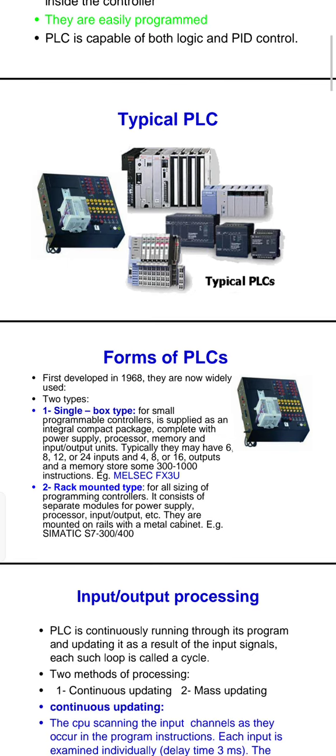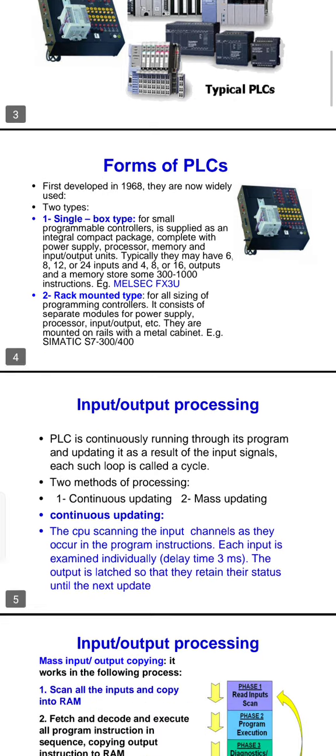For larger systems, modular programmable control systems consist of separate modules for power supply, processor, inputs, outputs, and so on. They are mounted on rails within a metal cabinet.